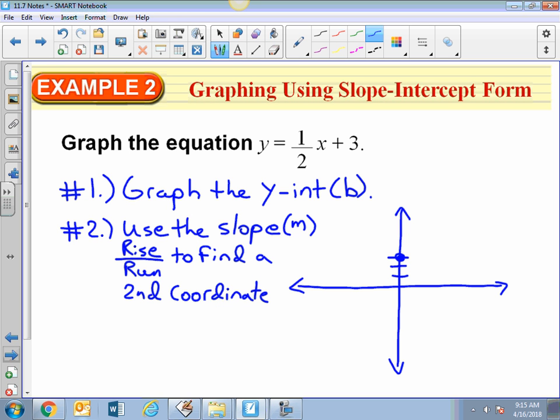Rise is first. So from this coordinate, from the b, I go up 1, and then I will go over run 2. Up 1 over 2 would lead us to this new coordinate. So therefore, I have two points, and that's all you need for a line, is your 2 coordinates. Once you do those 2 things, you can draw your line through, and you'd be done.